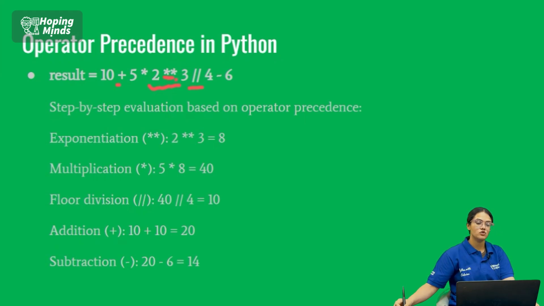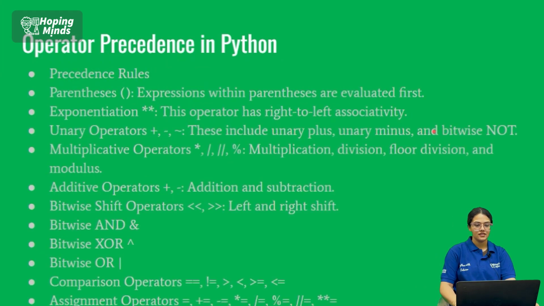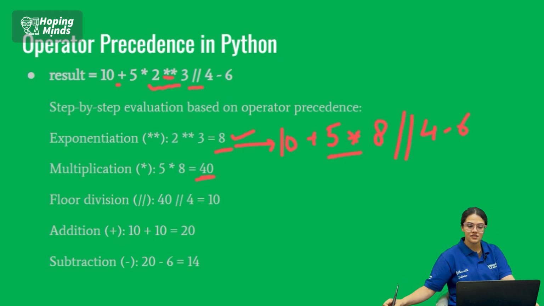So this thing will be solved. 2 double star 3 will give you 8. Then multiplication, 5 star 8, what will it give you? 40. So once you have solved this, what will you have after this? It will be 10 plus 5 into 8, floor division 4 minus 6. Just keep on looking at the rules. The floor division comes over here after exponential. Okay, so later what you can do is just solve this: 10 plus 40, floor division 4 minus 6.